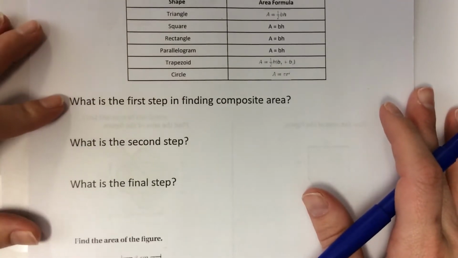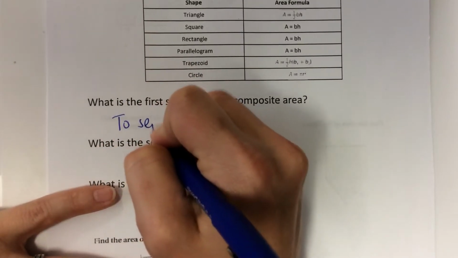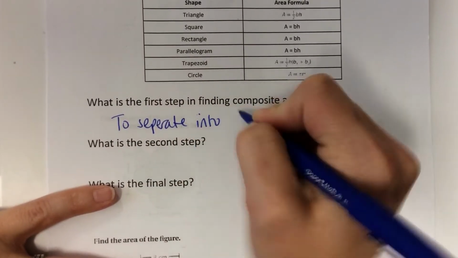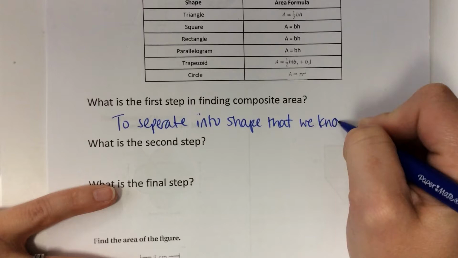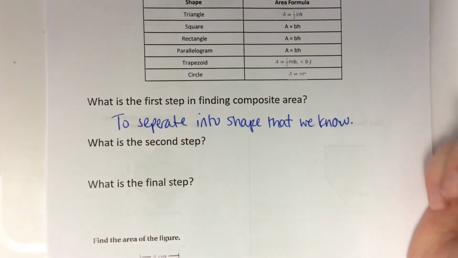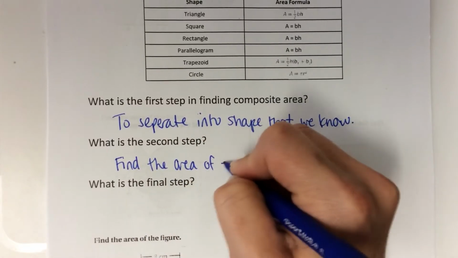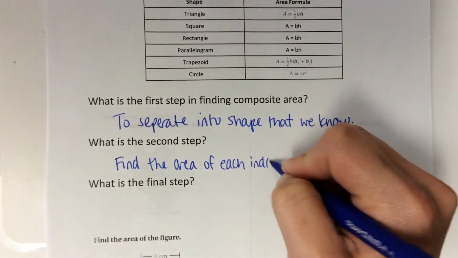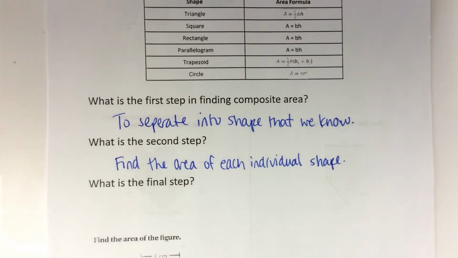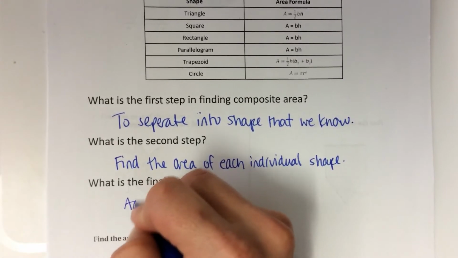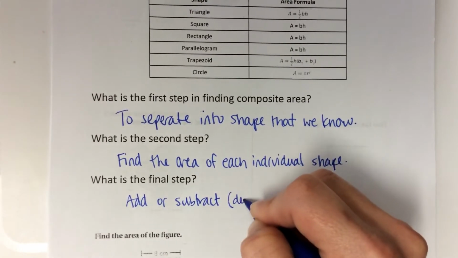Okay, so what is the first step in finding composite area? Well, that's going to be to separate into shapes that we know. The second step would be to find the area of each individual shape. Then the final step, depending on the question, you're either going to add or subtract. And we'll say depends on the question.